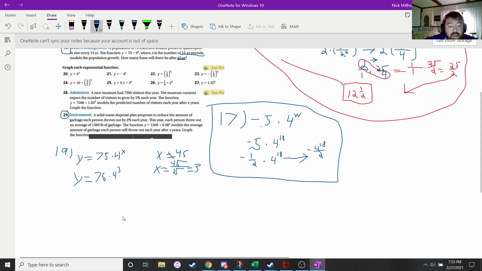Alright? And we're just going to go ahead and multiply this out. 4 to the 3rd power is equal to 64. Because 4 times 4 times 4, so 4 times 16 is 64. So then you're at 75 times 64.